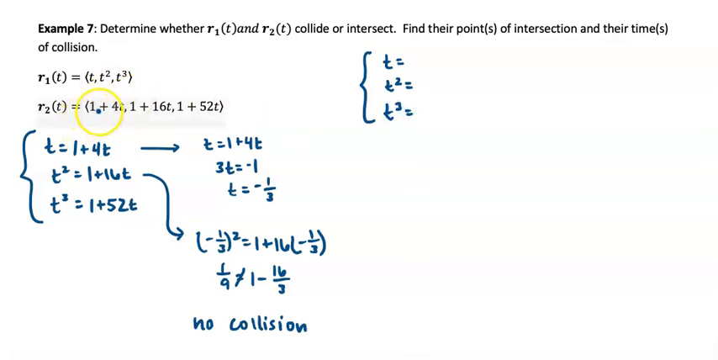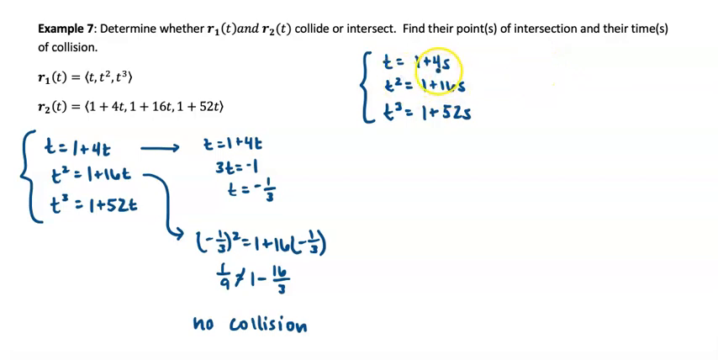And for R2, I'm going to rewrite this in terms of s. So I have t is equal to 1 plus 4s, t squared is equal to 1 plus 16s, and t cubed is equal to 1 plus 52s. So now the time at which our second particle reaches a certain position can be different than the time that the first particle reaches this certain position, now that we have two variables. So let's solve for this s and this t.